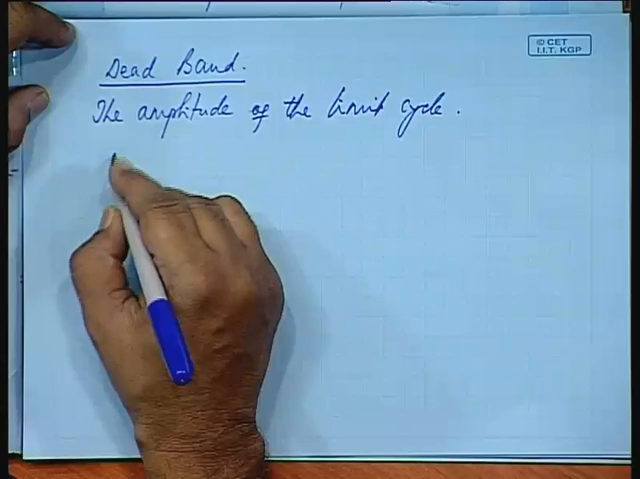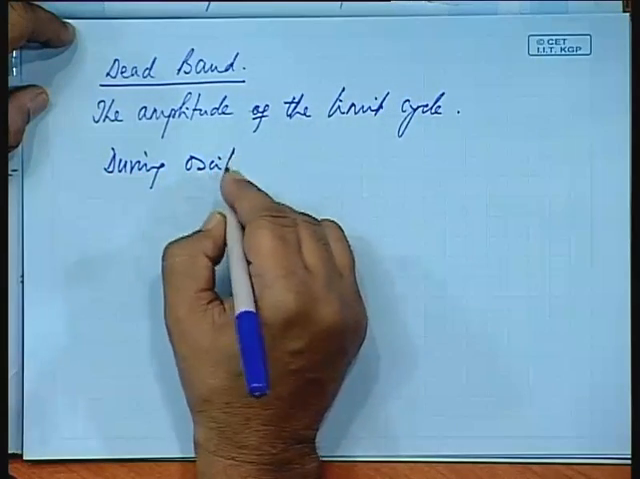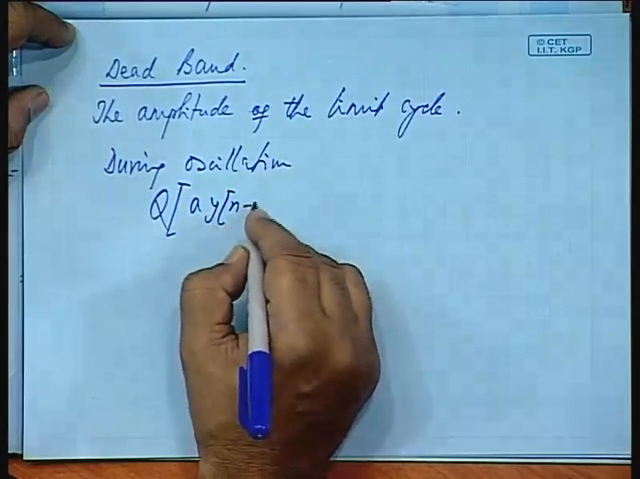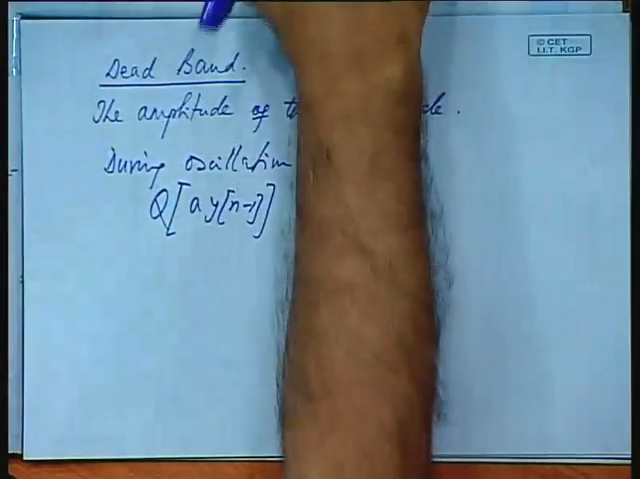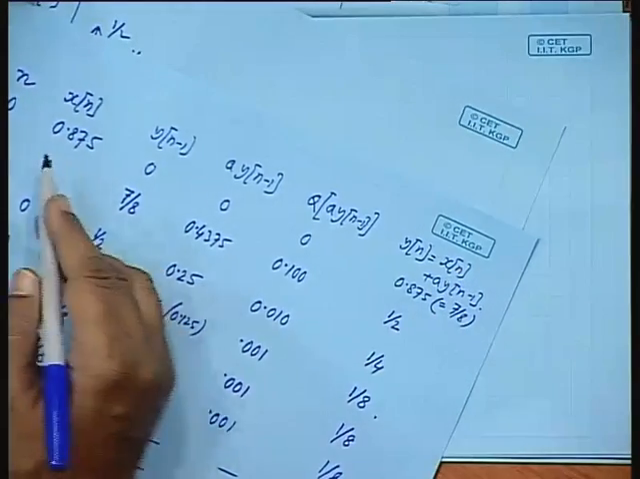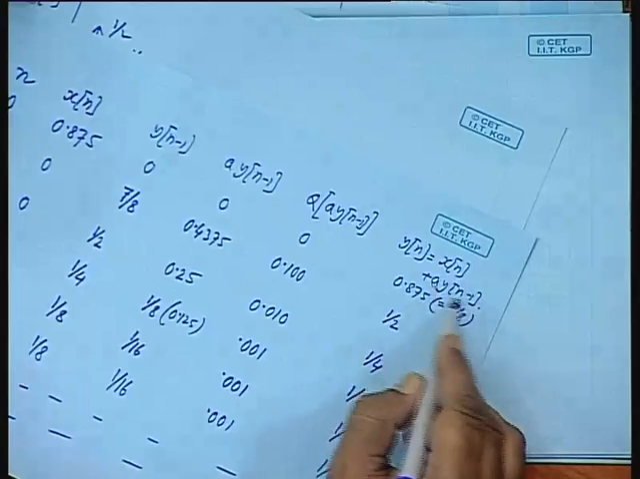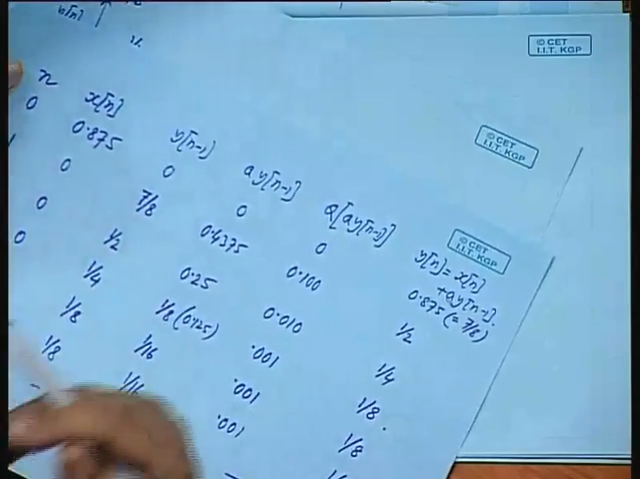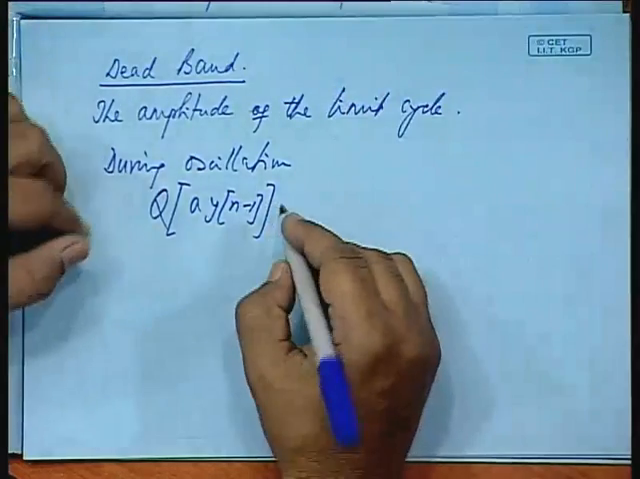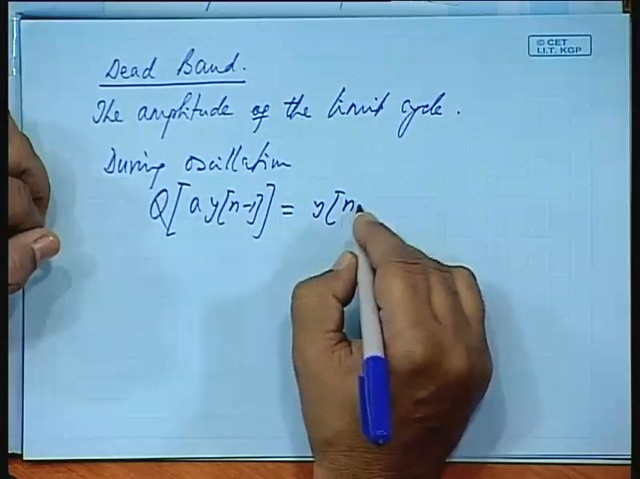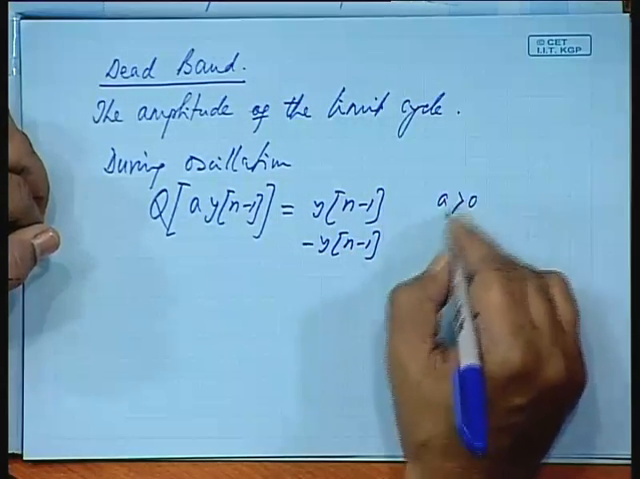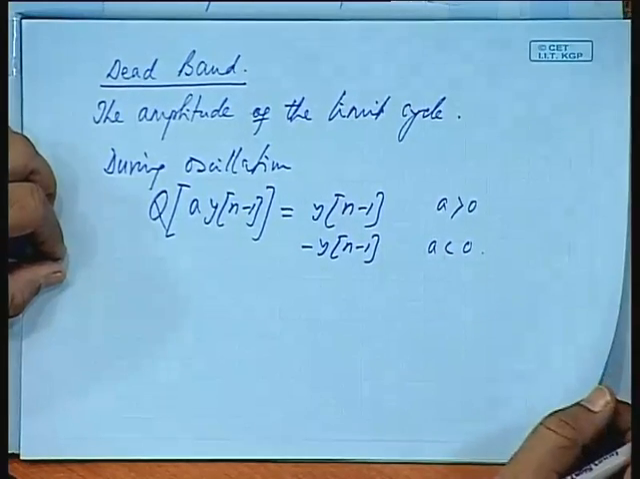So, during oscillation, the quantized value of, say, A into y n minus 1 in the previous example, because for a delta input x n does not come into the picture after n is equal to 0. So, you are quantizing only this one. When the input has vanished and it is still oscillating, it is only this quantity A into y n minus 1, and this quantized value is y n minus 1 or minus y n minus 1, when A is greater than 0 or A is less than 0.